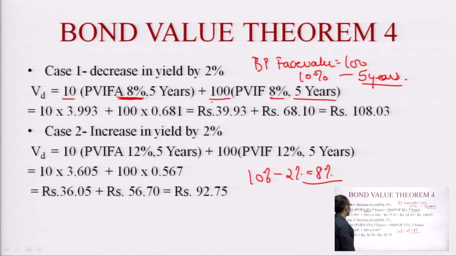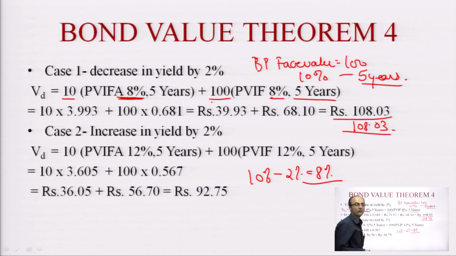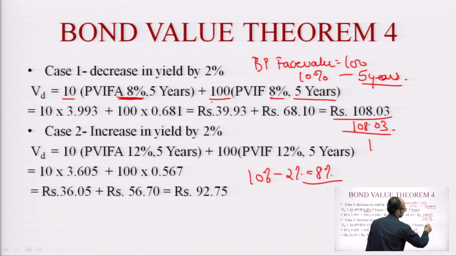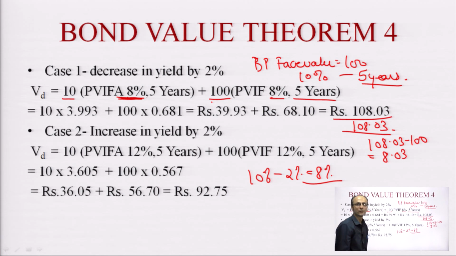Now you can clearly see if we solve this equation, the value that is coming out is 39.93, plus 68.10, and if we add them, the value comes to 108.03. Now the value of the bond has increased. How much? The face value was 100, so it has an impact of rupees 8.03.